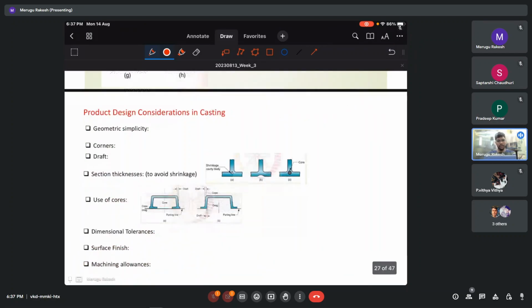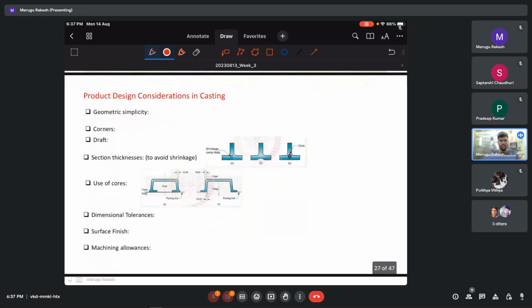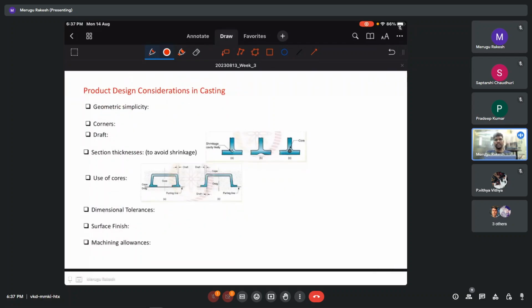So we are at the end of this casting process. Now we have to see the product design considerations. Basically, the geometry should be simple, so while designing any component we have to take care of this process as well. Then we have to look at the corners, because sharp edges can cause the mold to erode. Sharp corners are very difficult, so you can provide fillets or rounded edges to avoid that.